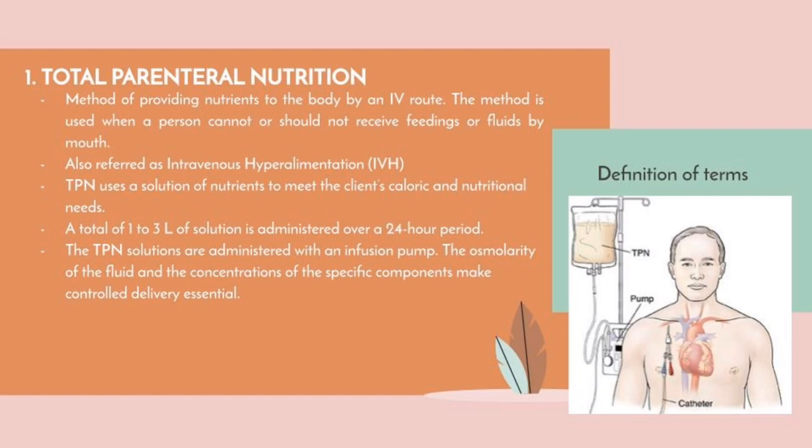TPN combines dextrose and water, amino acids, vitamins, minerals, and trace elements and is given through a central IV line. TPN uses a solution of nutrients to meet the client's caloric and nutritional needs. If lipids are needed, they are given intermittently or mixed with the TPN solution. A total of 1 to 3 liters of solution is administered over a 24-hour period. The label of the solution is verified with the physician's order. The osmolality of the fluid and the concentrations of the specific components make controlled delivery essential.